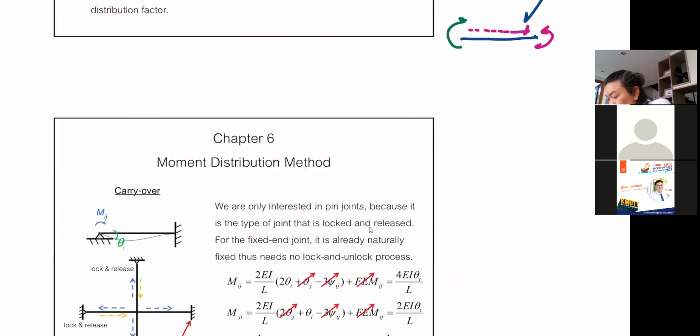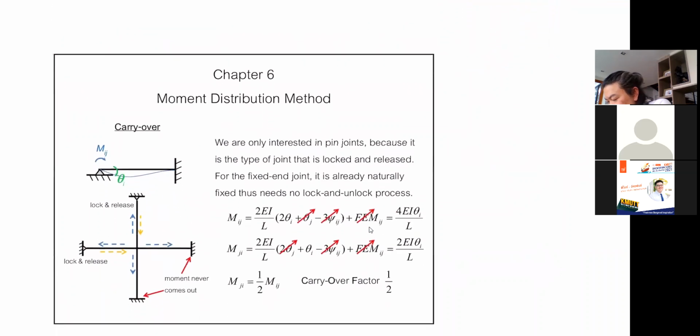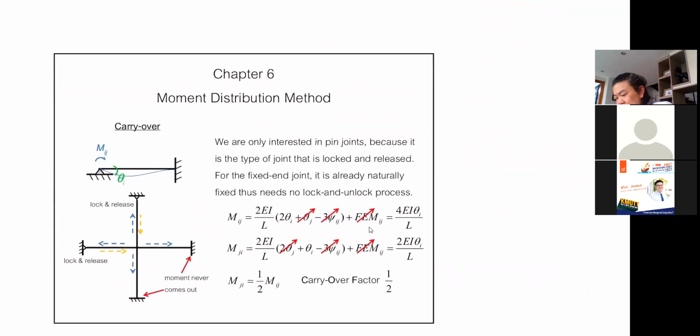Okay, so let's talk about carryover. All right, actually all the answers are here, you know. So you want me to rewrite everything? Just go ahead with this just to save some time.